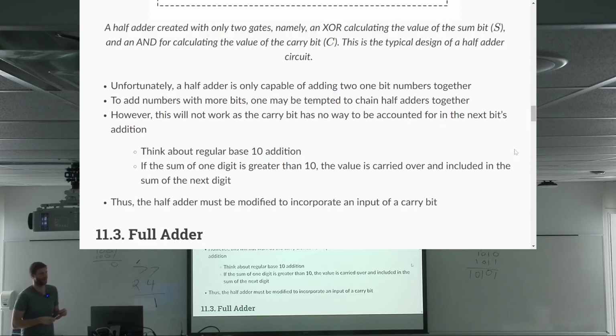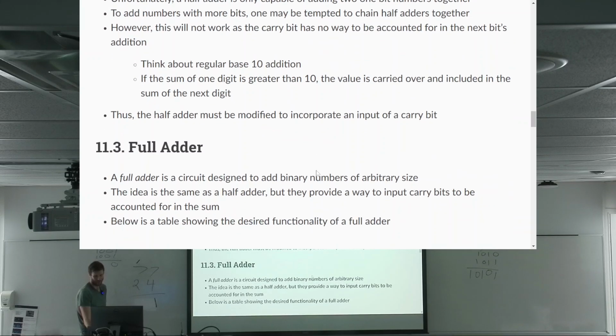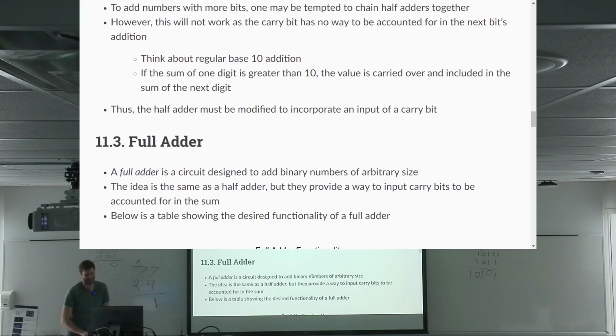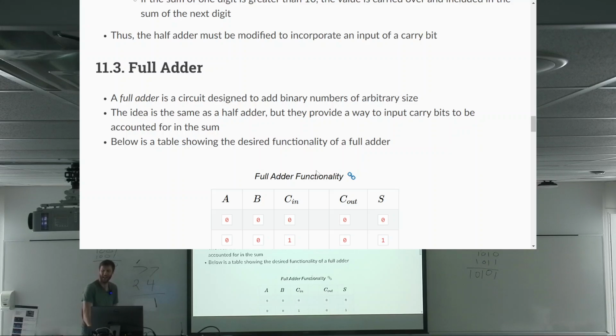So there's the problem. If the sum of one digit is greater than or equal to 10, we have to carry over. Thus, the half adder must be modified in some way to incorporate an input of a carry bit into the next significant bit as we go. So this is where a full adder comes in.